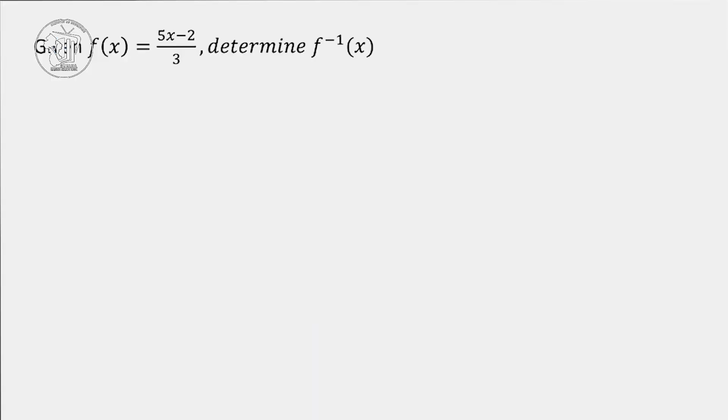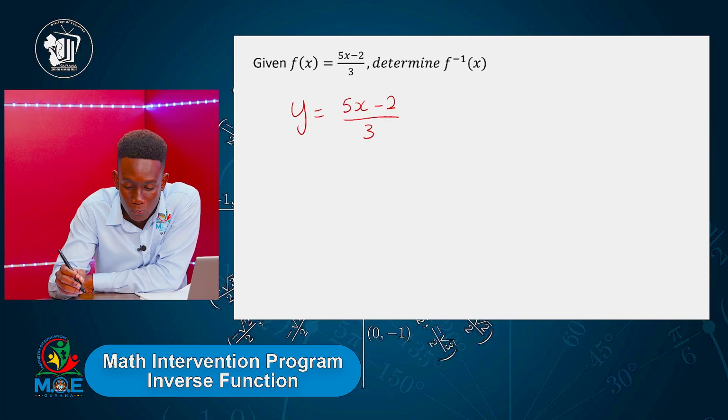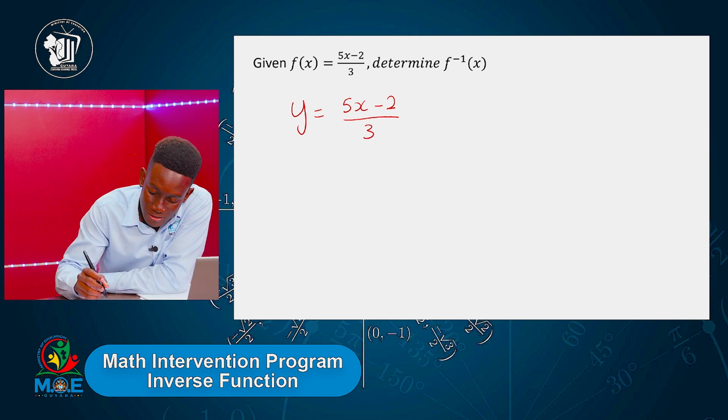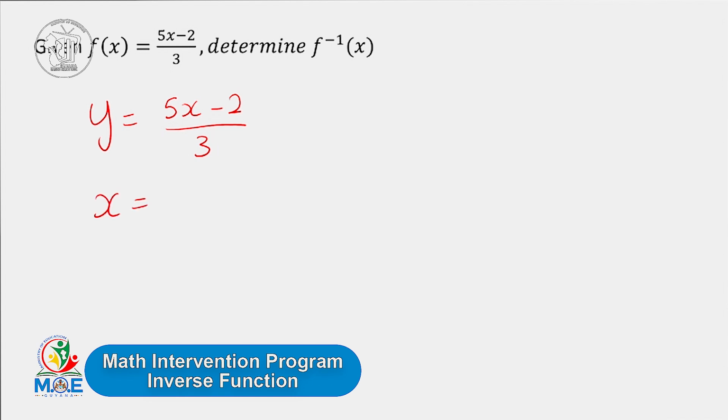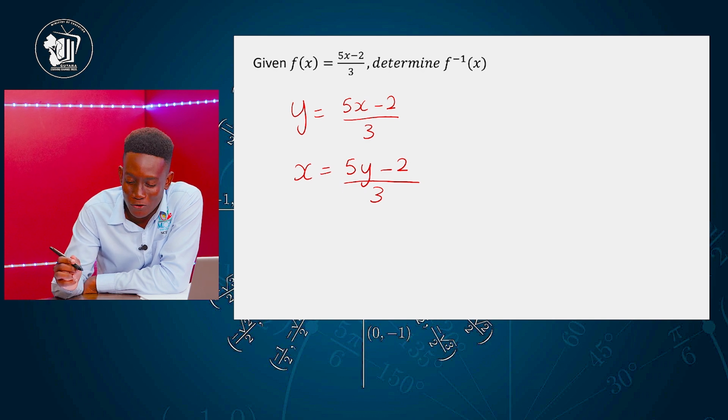So step 1, we replace f of x with y. So you'll have y is equal to 5x minus 2 all divided by 3. Step 2, we interchange the x and the y. So wherever we have x, we put y. Wherever we have y, we put x. So this will be x is equal to 5y minus 2 all divided by 3. And then the big step, we make y the subject of the formula.